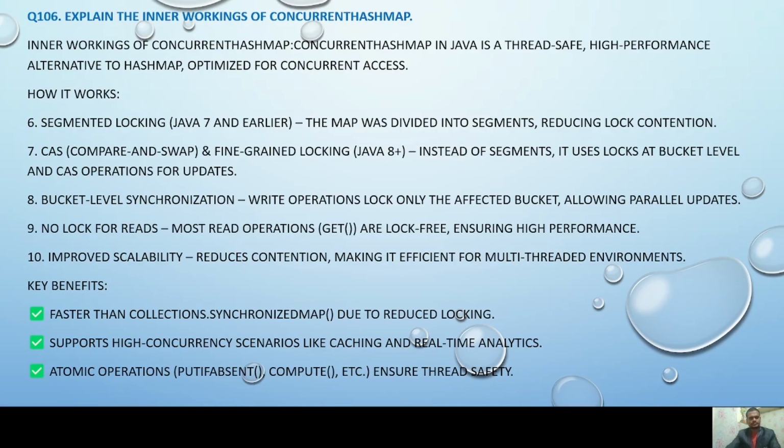Next question. Explain the inner working of ConcurrentHashMap. ConcurrentHashMap in Java is a thread safe, high performance alternative to HashMap, optimized for concurrent access. Basically, we already covered this in the last question.